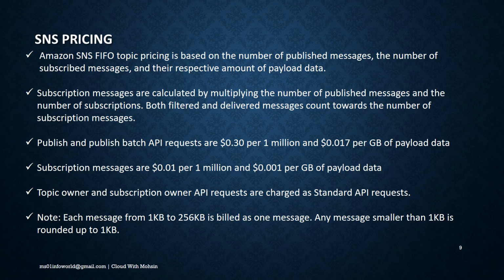Here each message from 1 KB to 256 KB is billed as one message. So earlier in the standard, it was up to 64 KB that was considered as one delivery. Here, up to 256 KB will be considered as one message. And if a message itself is less than 1 KB, it will be rounded up to 1 KB. So that is the difference between both.